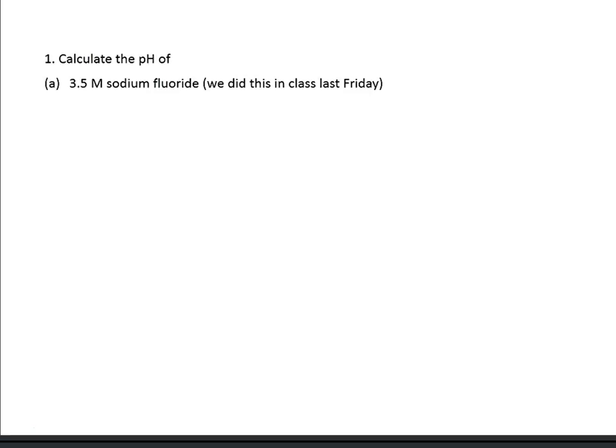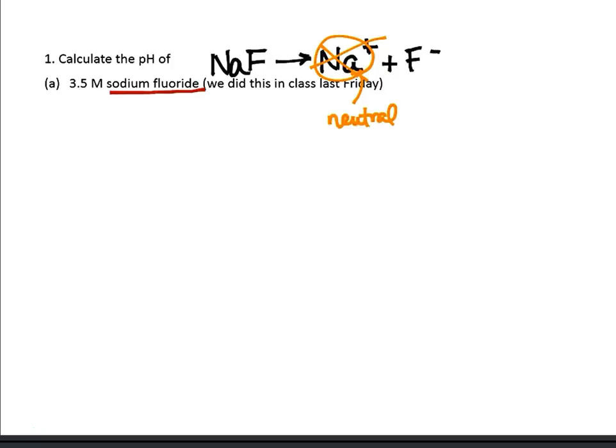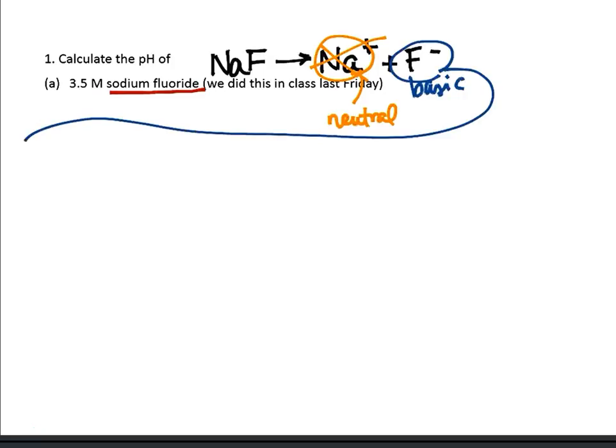Okay, we're going to calculate the pH of this salt, sodium fluoride. When you're calculating the pH of a salt, you need to consider the cation and the anion. Sodium fluoride has a sodium cation and a fluoride anion. The sodium cation is neutral, so we're going to ignore it. The fluoride anion is basic. We know that because it's the conjugate base of hydrofluoric acid, which is weak. So we're going to treat this like a weak base, because fluoride ion is a weak base.